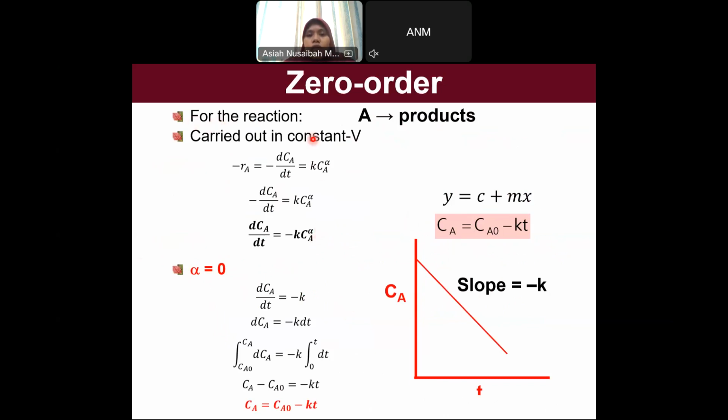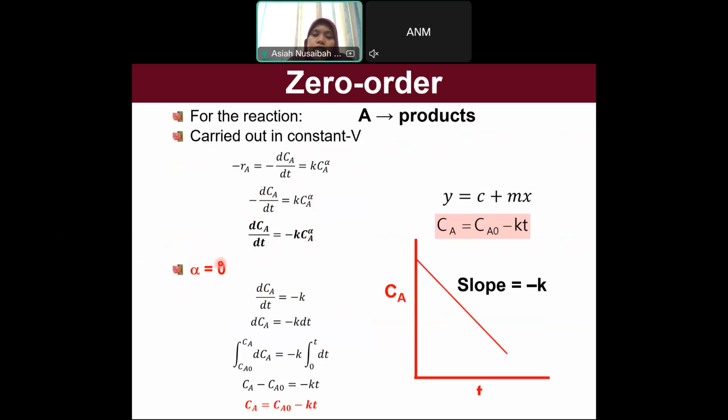For the reaction of A to products, carried out in a constant volume reactor, generally the rate law is represented by minus rA, the rate of disappearance of A, equals minus dCA over dt equals k CA alpha. Now we move the minus to the right hand side, so we get dCA over dt equals minus k CA alpha. The first assumption is that the order is 0, so alpha equals 0.